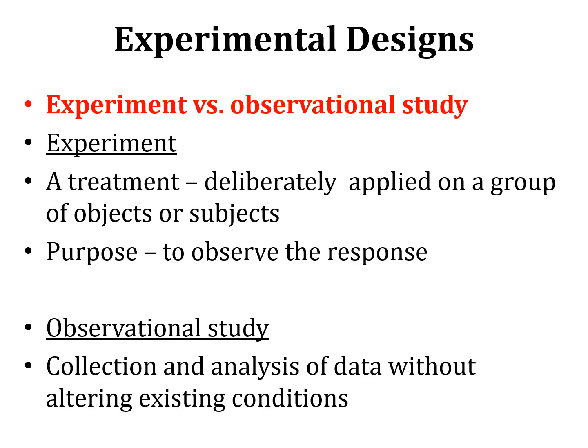So this is the difference between experimental and observational study: in an experiment you define a treatment, you apply a treatment and see the response. In an observational study, you don't define a treatment, you don't apply a treatment, rather you take the data from the existing conditions which are present and just analyze that data. So this is how experimental studies are different from observational studies.